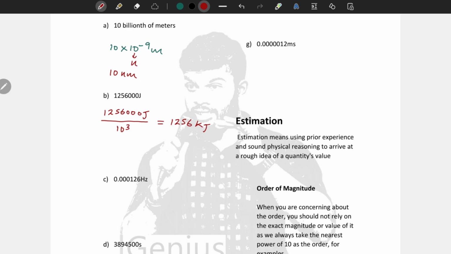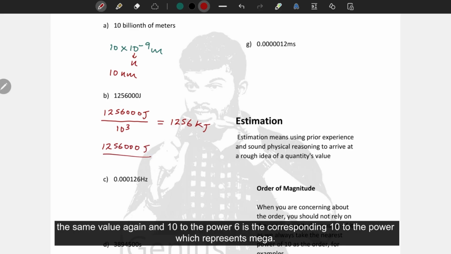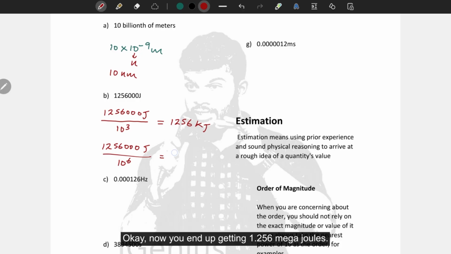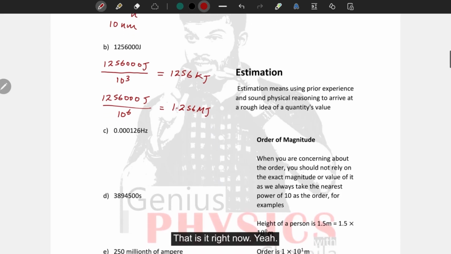Or else, in case you want to represent this value in mega, just write the same value again, 1256, and 10 to the power 6 is the corresponding power, which represents mega. Now you end up getting 1.256 megajoules. That is it.